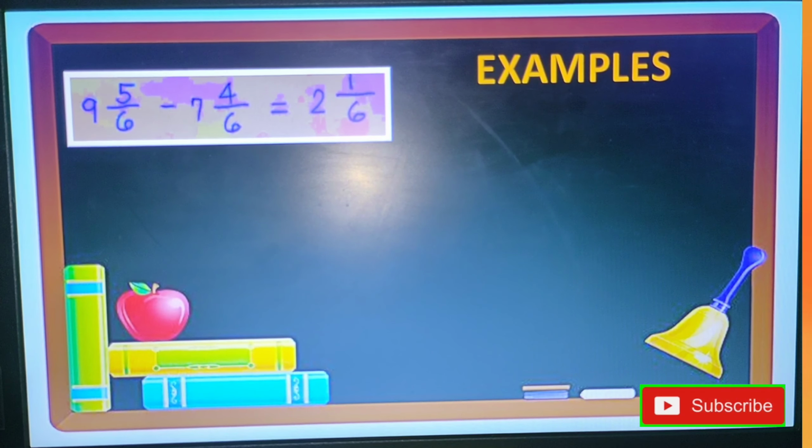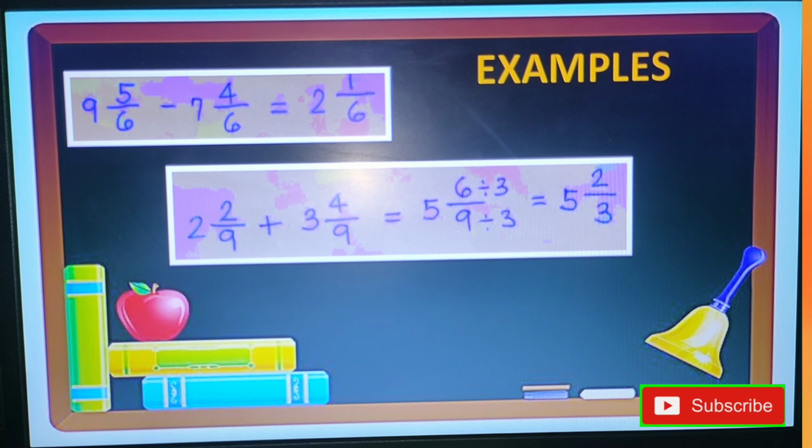Let's have example number 1. 9 and 5/6 minus 7 and 4/6. So again, let's have the fractions first. 5 minus 4 equals 1. The denominator is 6. Then we have the whole numbers. 9 minus 7 equals 2. 2 and 1/6 is the final answer.